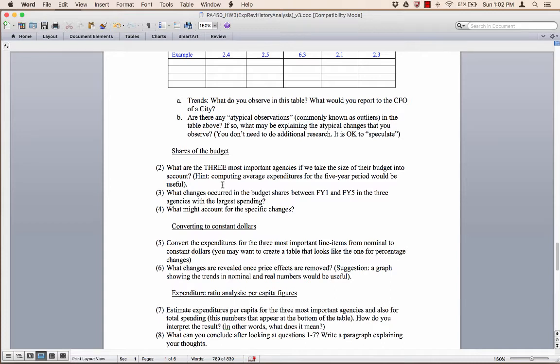A hint that I'm giving you is that you can obtain information if you estimate average expenditures for the 5-year period for each line item. Again, when you have the information in Excel, it is very easy to obtain that information. You will be answering these questions about the shares of the budget. Then you will be converting some information from nominal to constant dollars, which is a term that we commonly refer to as deflating. So using the formula that was explained in class, you will convert the numbers that you have from nominal to constant. And again, this is something that is very straightforward once you have all the information captured in Excel.